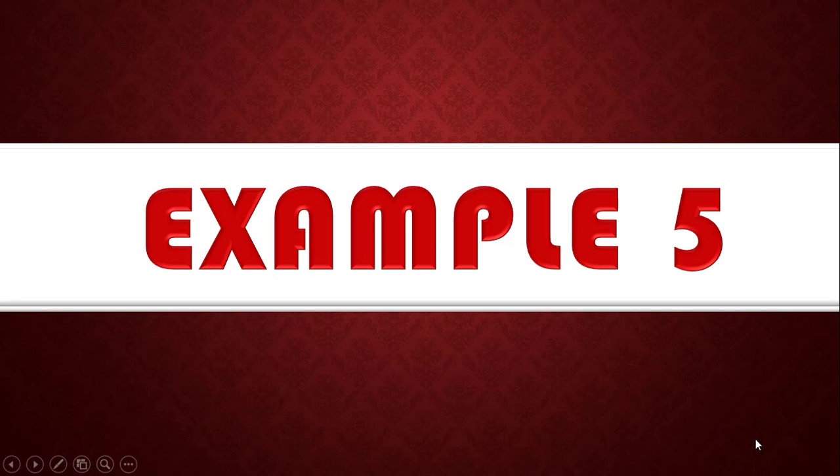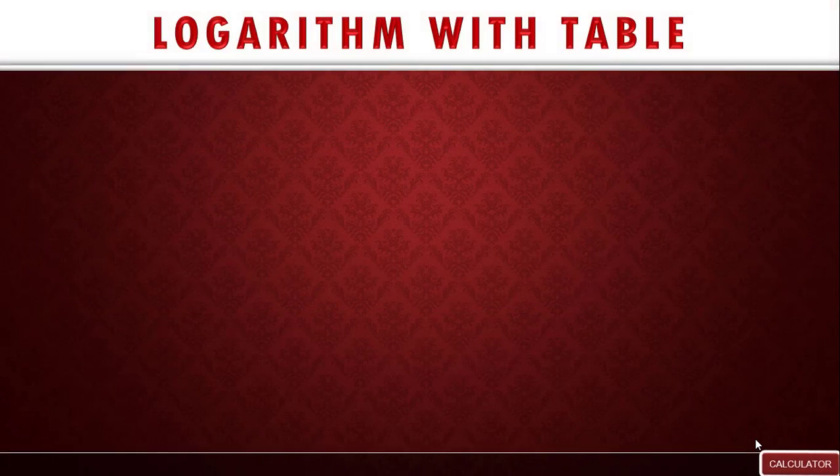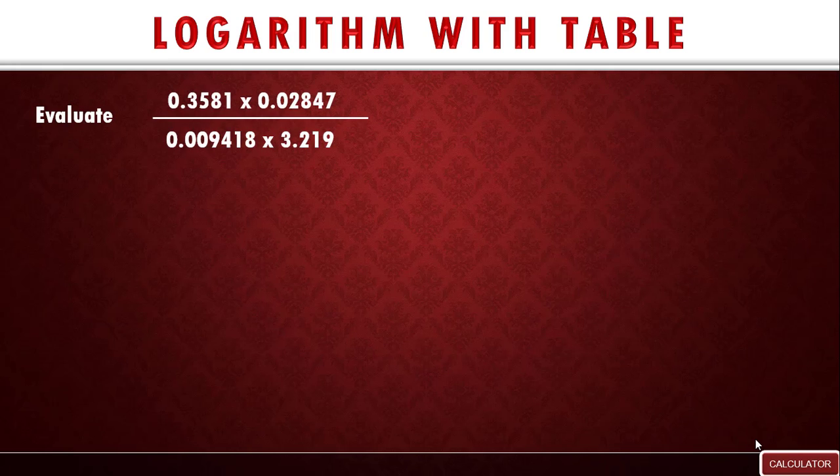Now is the time to look at the example 5. At the example 5, we are asked to evaluate 0.3581 multiplied by 0.02847 divided by 0.009418 multiplied by 3.219.